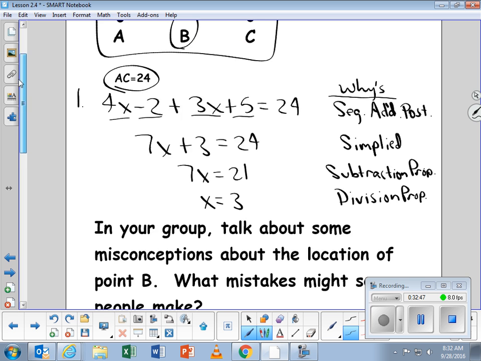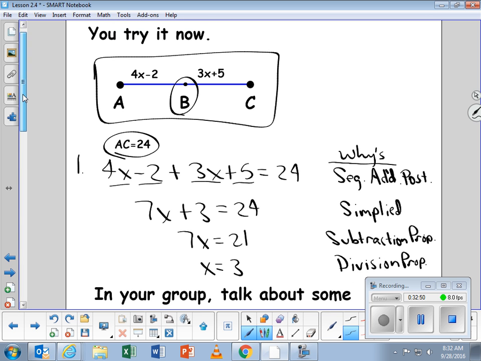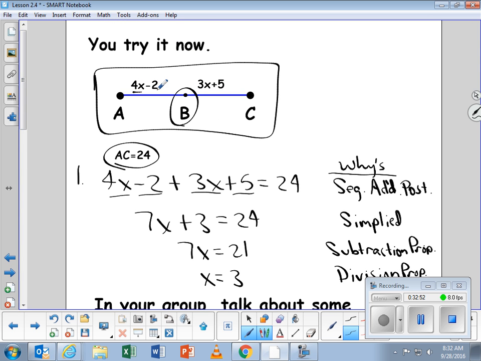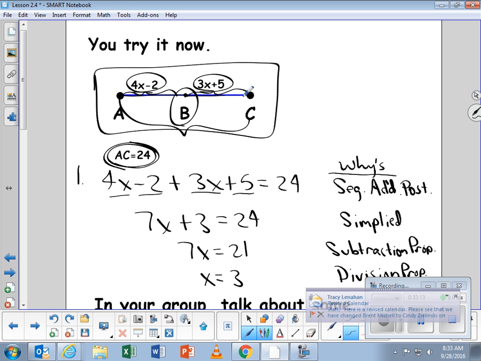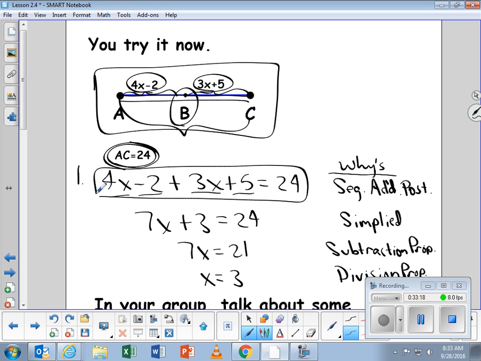The way we did this problem right here, we're not assuming anything. We're told this represents this distance. We're told this represents this distance. We're told this here represents this big distance. We're not making assumptions. They told me those things. And because I have a property, or postulate, that says this distance plus this distance equals the whole distance, that allowed me to write this statement. No assumptions there. It's all fact based on the picture they gave me.